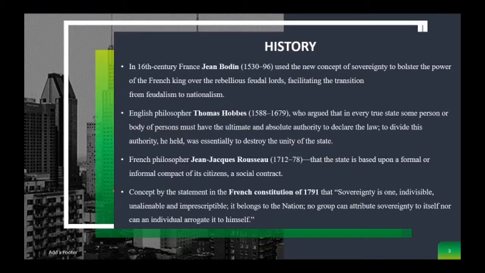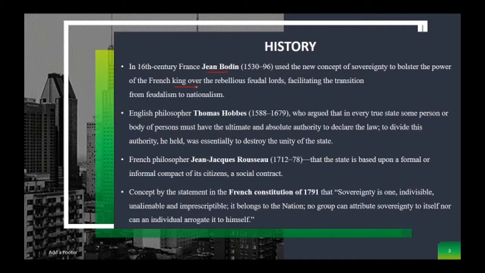So what is the history of sovereignty? In 16th century France, Jean Bodin used the new concept of sovereignty to bolster the power of the French king over the rebellious feudal lords, facilitating the transition from feudalism to nationalism. So the basic sovereignty concept came from France in the 16th century.